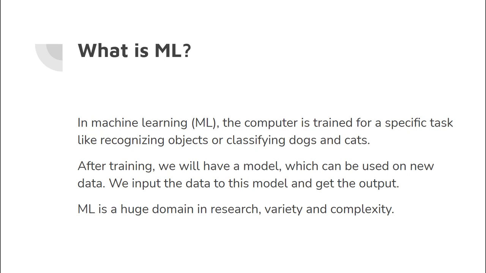First, a brief overview of what machine learning is. In machine learning, the computer is trained using specific algorithms for a specific task. For example, recognizing objects or classifying images, for example, dogs and cats. After the training, we will have a model. This model is trained based on our data, and now we can feed this model new data. And we input the data to this model to get the output. The output, for example, can be dog or cat. Machine learning is a huge domain in research, in variety, and in complexity.